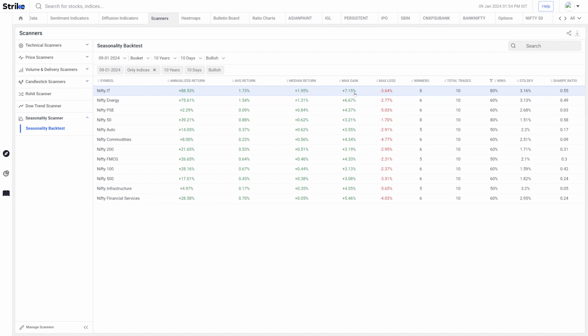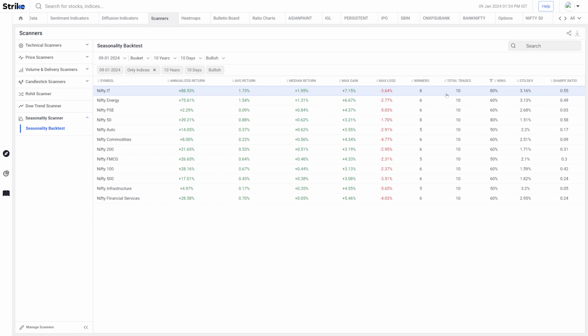The maximum gain is the maximum return that this symbol has given during only these 10 days in the last 10 years. And opposite to that is the maximum loss, which is the highest loss it made during these days in any of the years. Next is winners, which means since we are looking at bullish right now, 8 means that 8 out of the 10 total trades were winners.